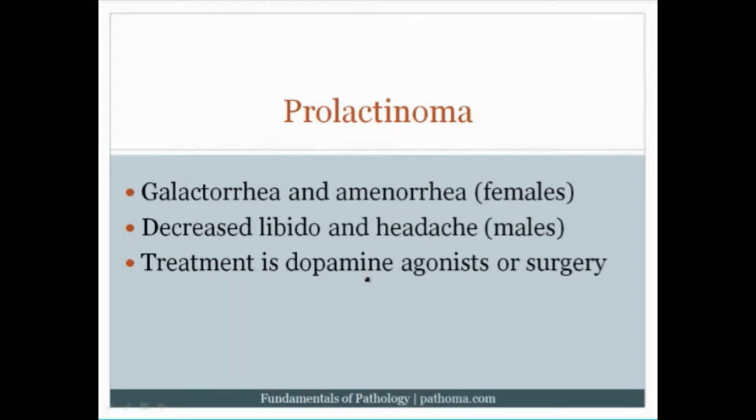Now, the treatment of prolactinoma is dopamine agonists. Remember that dopamine from the hypothalamus normally inhibits prolactin secretion. And so if you gave a dopamine agonist, you would also be able to inhibit prolactin secretion, and actually the tumor would shrink. So, for example, bromocriptine would be a useful dopamine agonist. In addition, you could also remove the tumor via surgery.